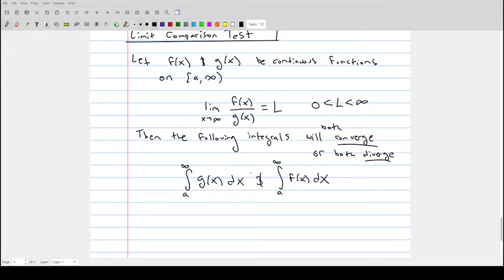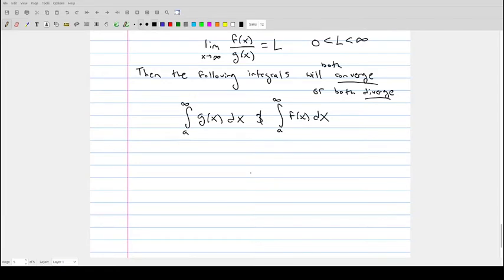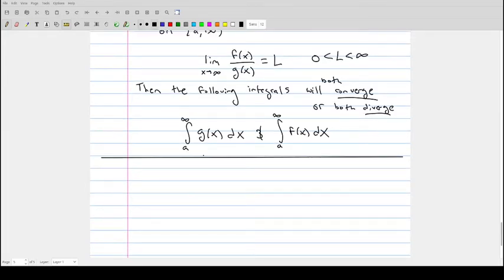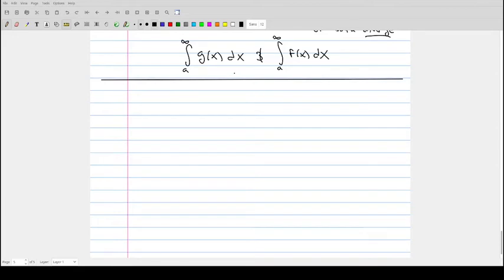So necessarily this is saying to us a very similar result to the direct comparison test. But this test relies on something different. For this test, we're specifically looking at the limit of the ratio of the two functions as x gets larger and larger. I'll give you a little proof of this.